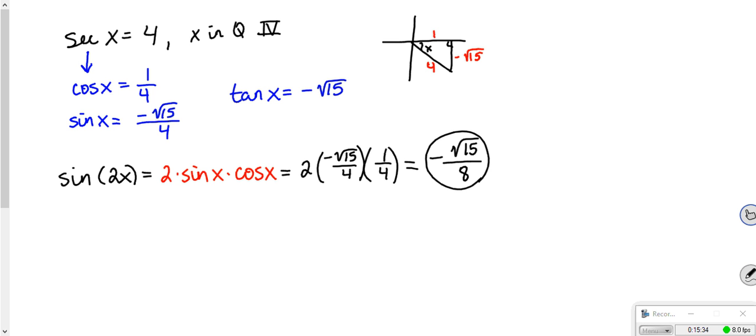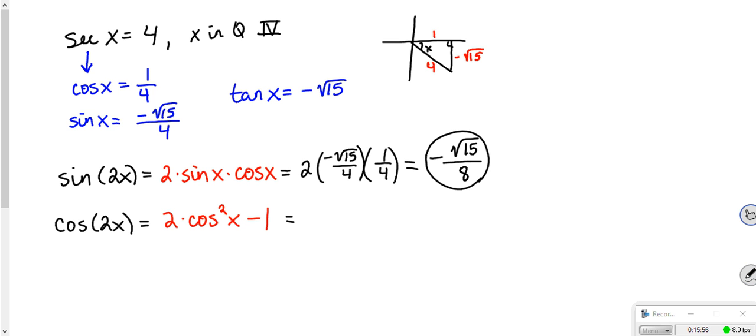Now, cosine of 2x. I'm going to use the second formula. I've tried to use a different one each time just to prove to you that they all work. This is 2 times cosine squared x minus 1.